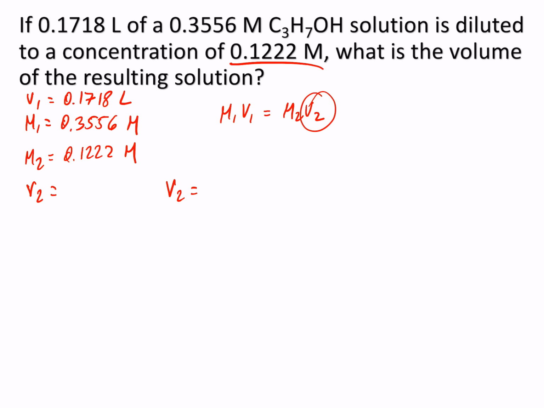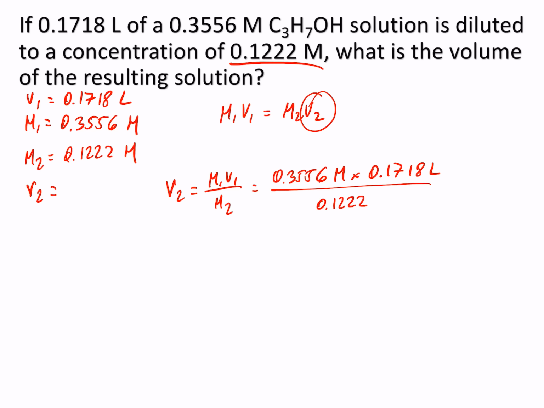V2 still is going to be M1 V1 divided by M2. And this is 0.3556 molar times 0.1718 liters divided by 0.1222 molar. You end up with units of liter here.